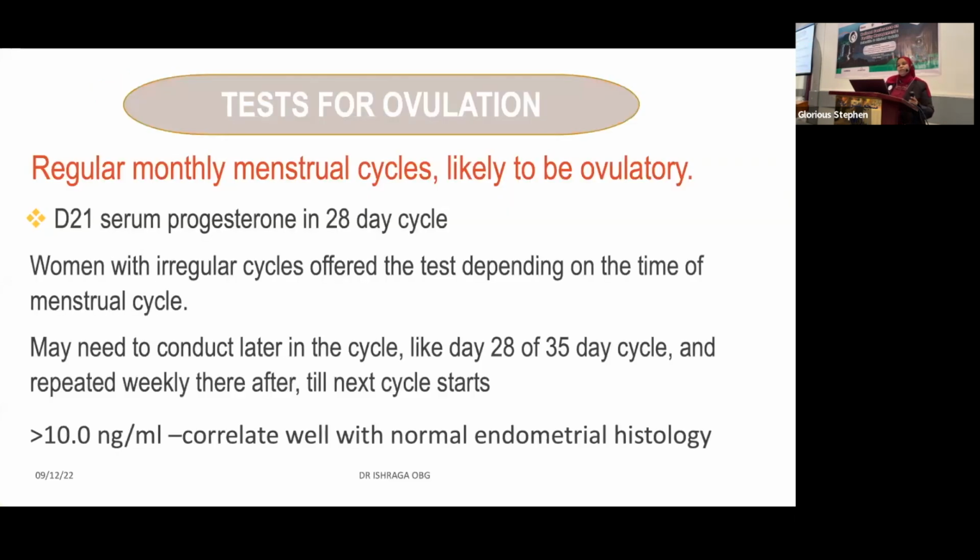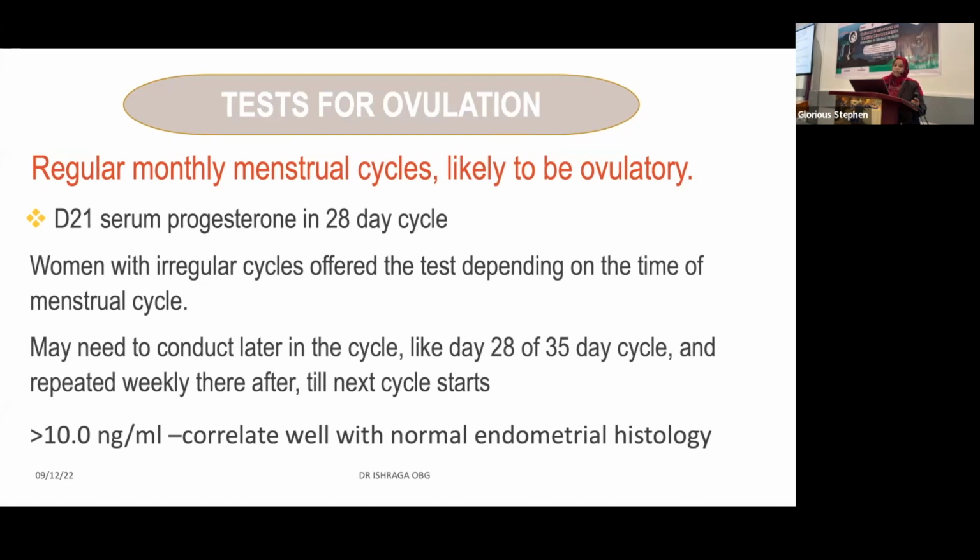Coming to the female, tests for ovulation. If the female has a regular monthly menstrual cycle, that is likely to be ovulatory, so we can look for other factors like the tubes and uterus. We do day 21 serum progesterone if the cycle is 28 days. For women with irregular cycles, we offer the test depending on the time of the menstrual cycle.